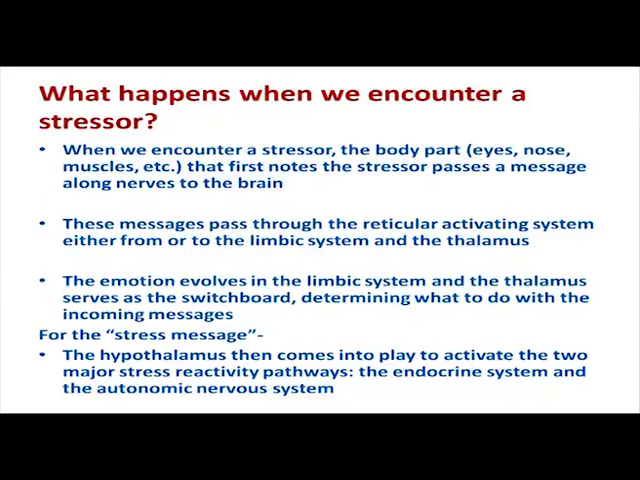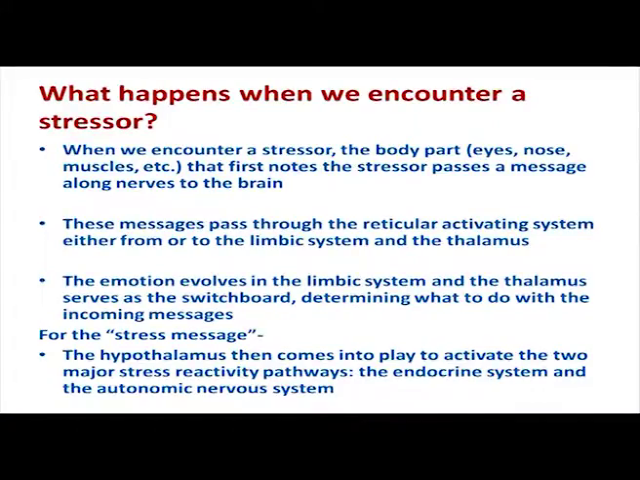The emotion then evolves in the limbic system, that is whether this is a fearful situation, a joyful situation, or an unpleasant, sad situation, is decided by the limbic system. So, we remember the limbic structures that are related to it, primarily the amygdala, the hippocampus, and the basal ganglia, which we haven't discussed in this case, and then it travels to the thalamus, which serves as the switchboard, that is it determines what to do with the incoming messages, where to send the impulse to which organ.